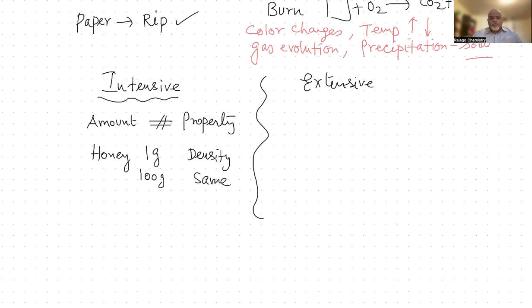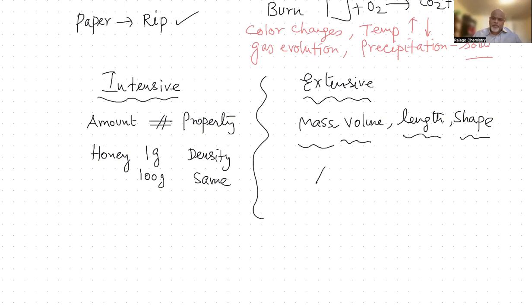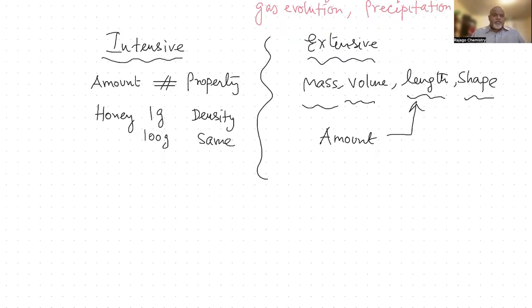But for extensive properties, like mass or volume, length, shape, if you add more amount, the length is going to increase, the volume is going to increase, the mass is going to increase. The amount affects this property. Okay, so density is not the only intensive example.